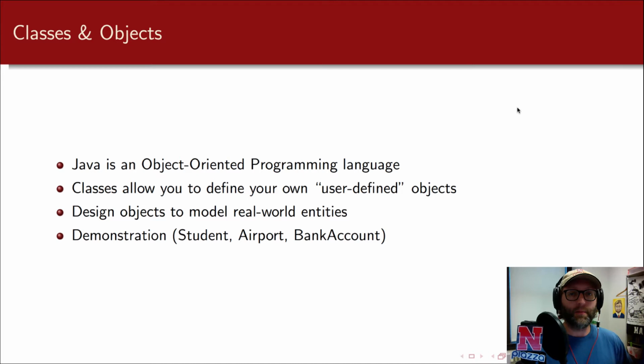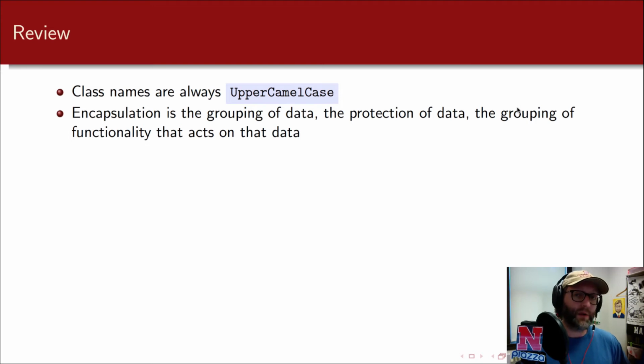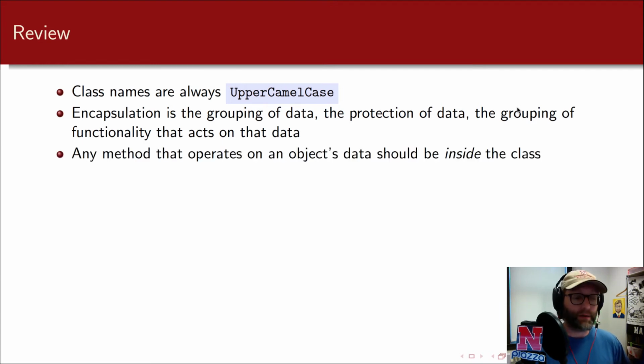So we will get more practice in subsequent videos on creating objects, and of course we will cover object-oriented programming in depth. The big 4: abstraction, encapsulation, which we've just discussed, and also inheritance and polymorphism. Just as a review for this part, remember that class names in Java are always upper camel-cased. That's a convention, not a rule, but it would look very weird if you went against that convention. Encapsulation is the grouping of data, the protection of data, and the grouping of functionality that acts on that data. All 3 of those things should be there for strong encapsulation.